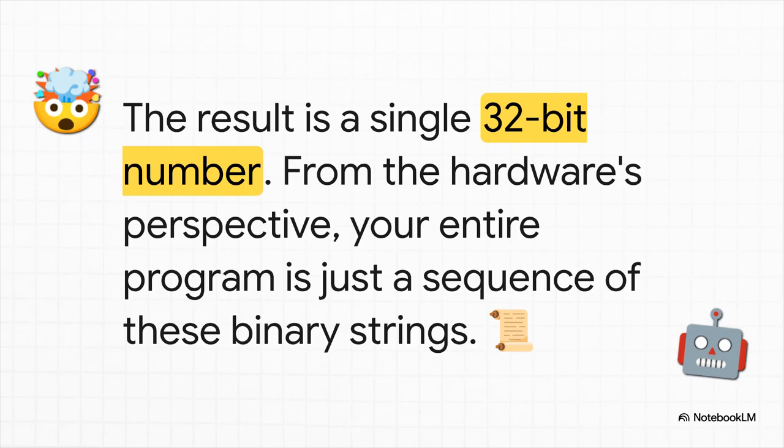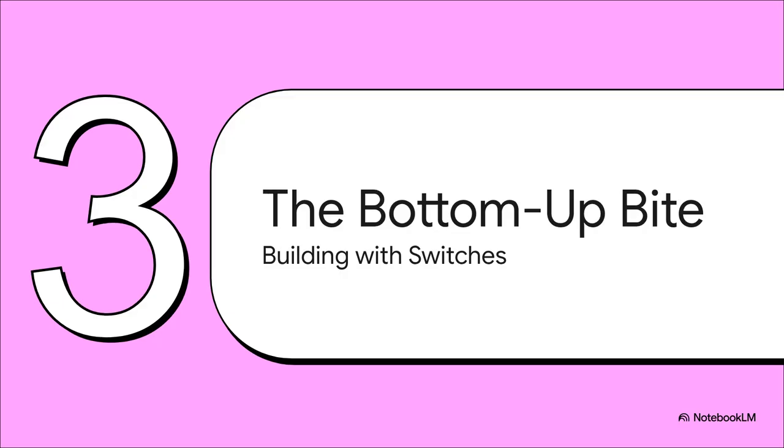So, once the assembler fills in that blueprint with all the right binary codes for add and our specific registers, what you get is a single 32-bit number, a long string of ones and zeros. And that's it. That's the command. To the hardware, our entire beautiful program is just a long sequence of these numbers. Okay, let's hit pause right there.